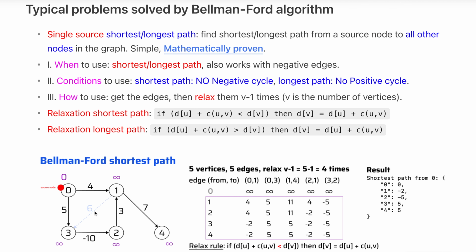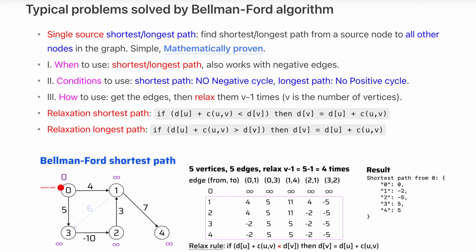So the problem is we are given a graph and we are asked to find the shortest path from the starting node, which is node 0 here, to all of the nodes in the graph. So what is the shortest path from node 0 to node 1? Shortest path from node 0 to node 3? What is the shortest path from node 0 to node 2? And lastly, what is the shortest path from node 0 to node 4? That's the problem that Bellman-Ford is gonna solve.